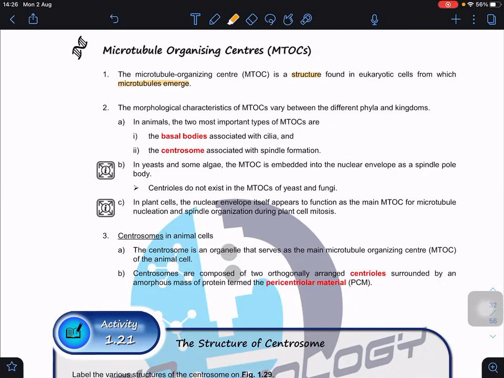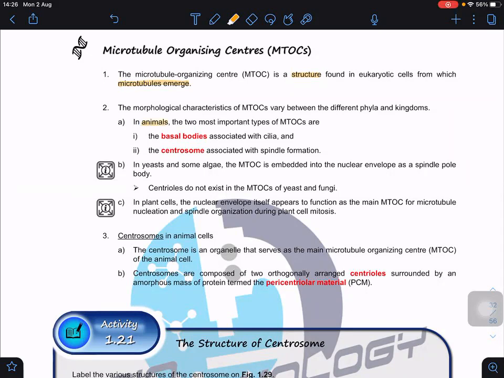The MTOC is not an organelle. It's not like the chloroplast being one organelle, or the mitochondria being one organelle. No. Any organelle that can perform the organization of the microtubules will be termed an MTOC. So it depends on different organisms. For example, what we learn in animals.